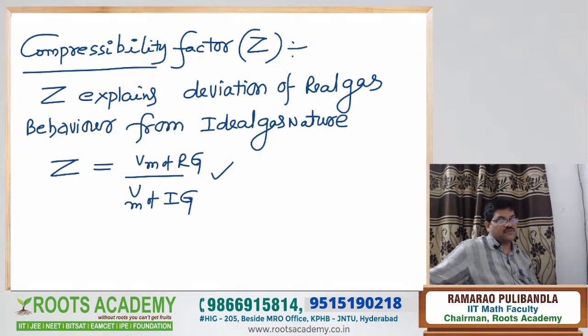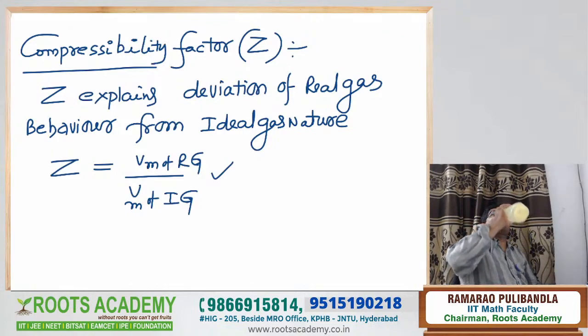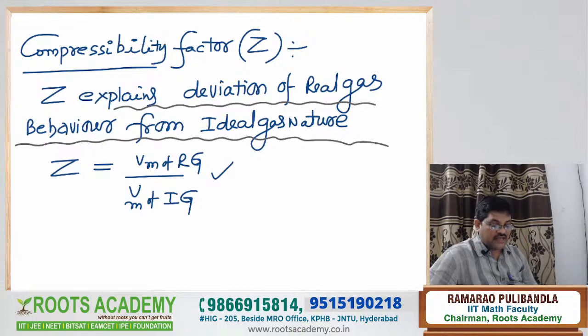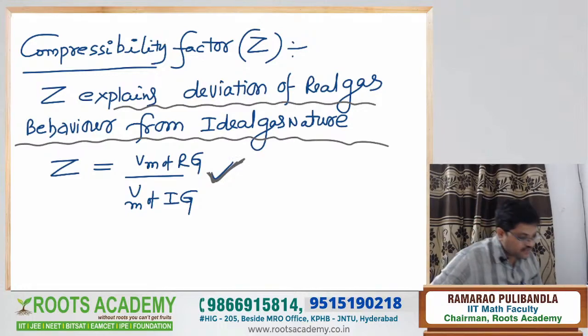So what is the compressibility factor Z? Z explains the deviation of the real gas behavior from the ideal gas nature. Therefore, Z is equal to the molar volume of the real gas by the molar volume of the ideal gas.